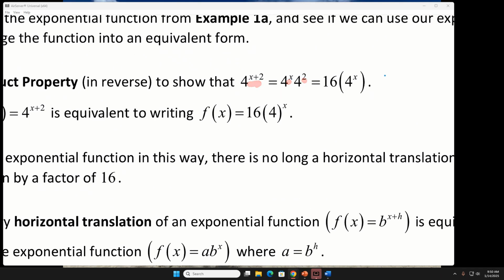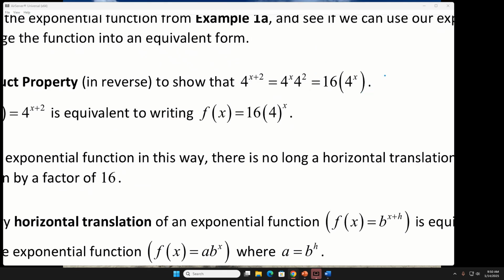We did this working backwards quite a bit in calculus. So this is good practice if you guys take calculus next year. So anyway, that's the product property in reverse. And then 4 to the second is just 16, and we leave it like that. And 4 to the x stays 4 to the x. So it started off with a horizontal translation, and it ended up with a vertical dilation, which is kind of cool.